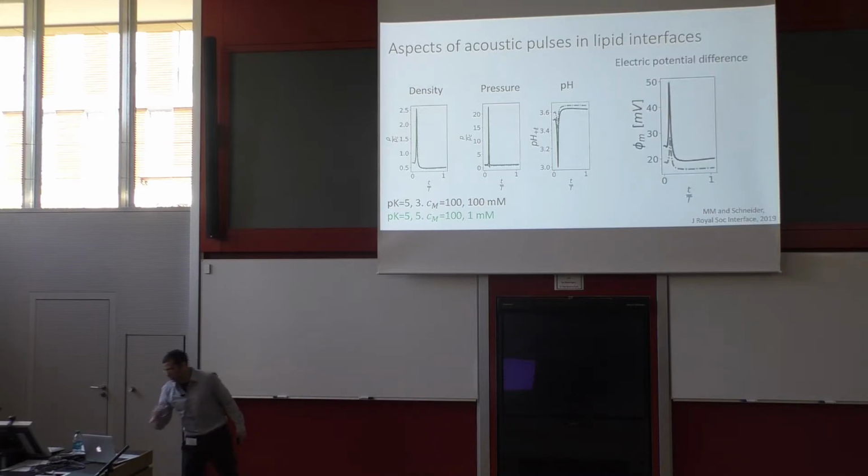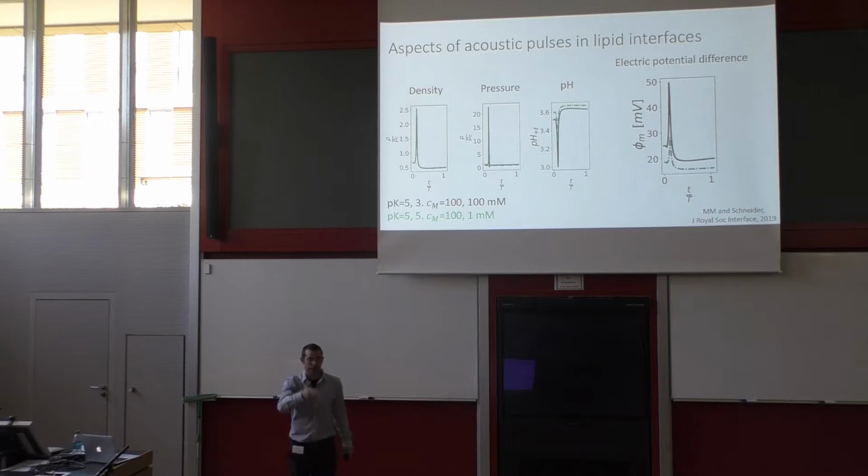And there's also an electric potential pulse. And you can see how both the pH and the electric potential pulse resemble the shape of the density aspect. But it's important to stress that in these examples, the relation is not linear. So these are nonlinear pulses, and the dependence on density is nonlinear. But still, both pH and electric potential difference obey the same kind of sigmoidal response.